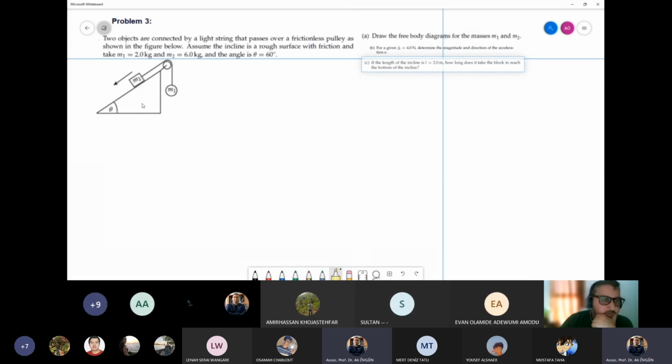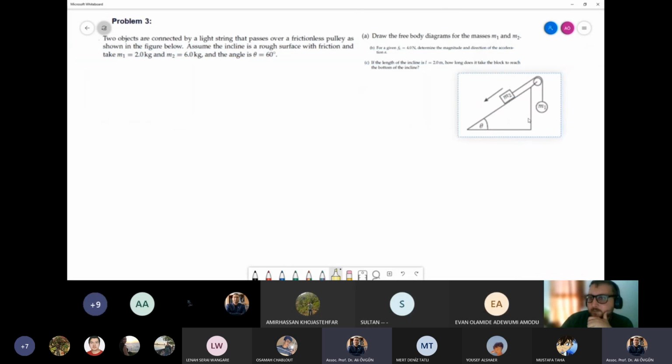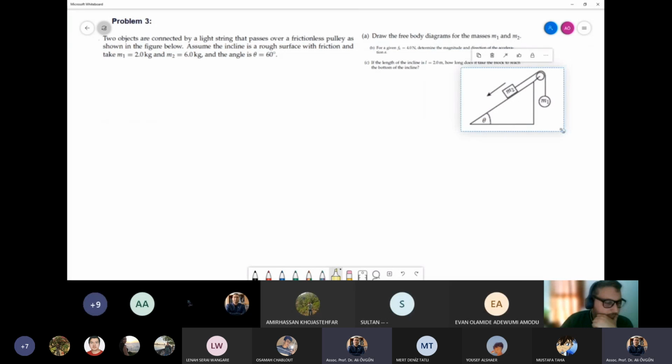So how can you draw the free body diagram for this object? You must draw them separately. What they give you as values, you know only M1, M2, angle theta, and Fk. And you are going to find the acceleration. Free body diagram for M1.